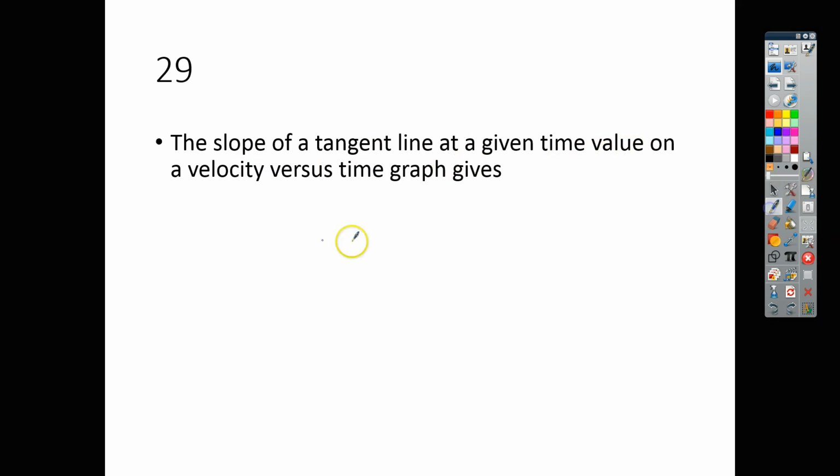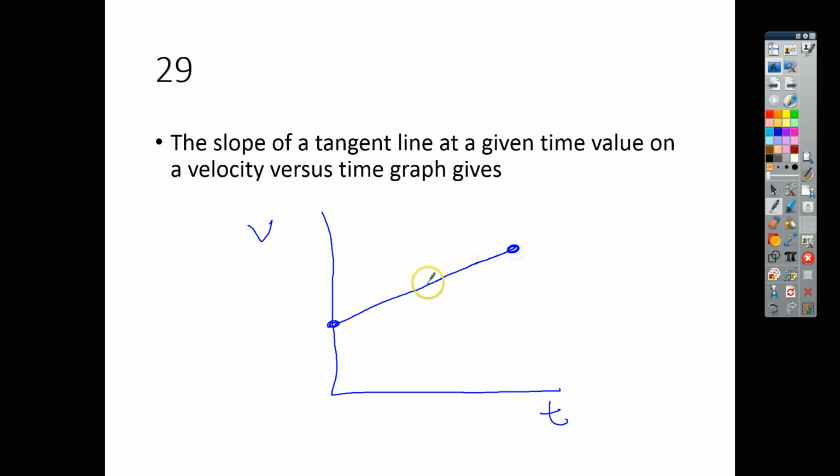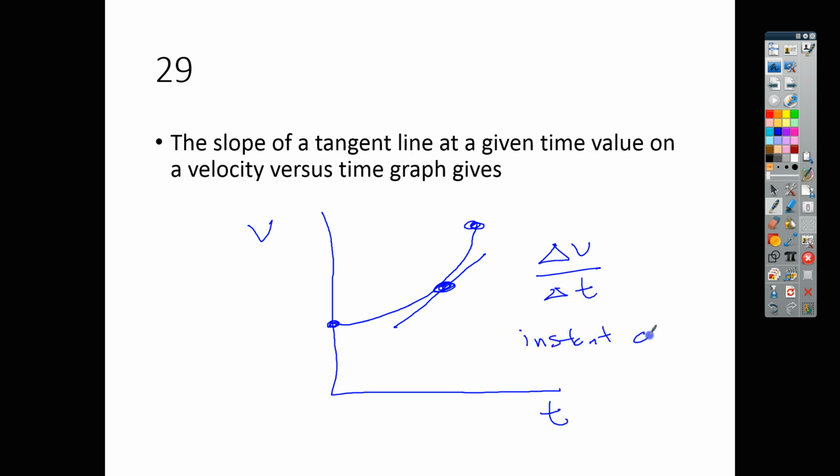For number 29, it says the slope of a tangent line at a given time value in a velocity versus time graph. So that would be this same thing that we just did before. If I have a tangent line on a velocity versus time graph, so let's actually make this one curvy. So if I have a curvy line for velocity versus time, and I draw a tangent line, that tangent line is really the change in velocity over the change in time, but this is the instant acceleration. If I look at the previous question, it said velocity versus time and 2 dots connecting the line. So this would be average acceleration.